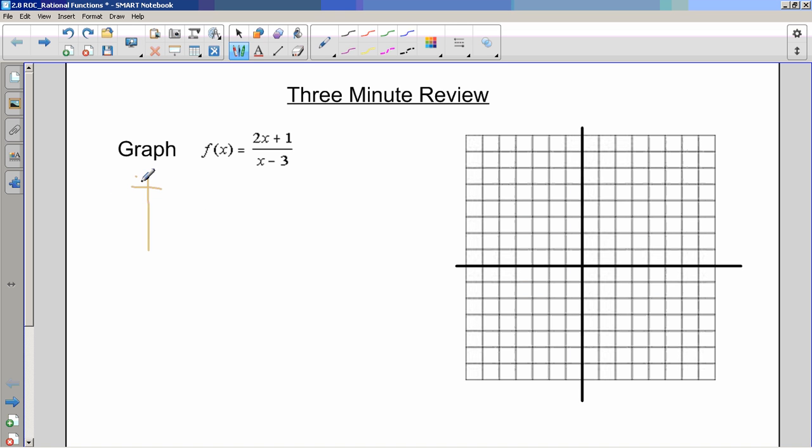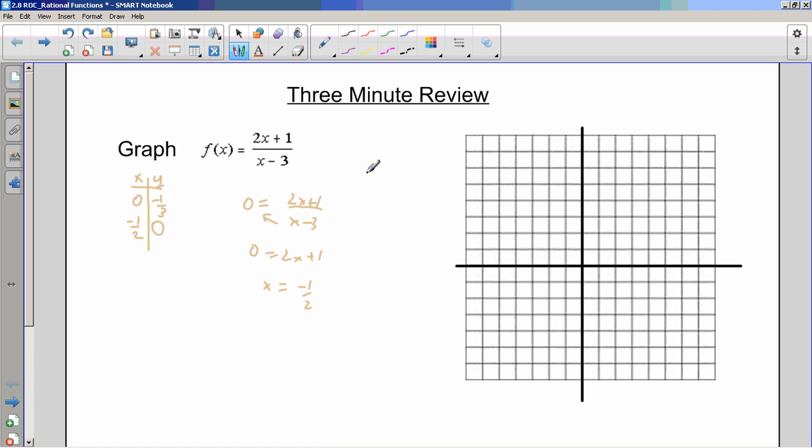X and Y intercepts. When X is 0, Y is negative 1/3, right? Just put in X is 0. Then we find the X intercepts by setting that equal to 0, cross multiply, and we see X is negative 1/2.